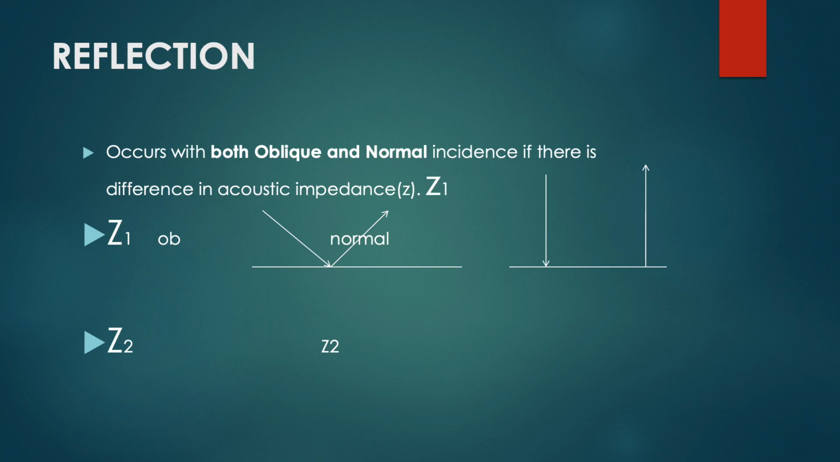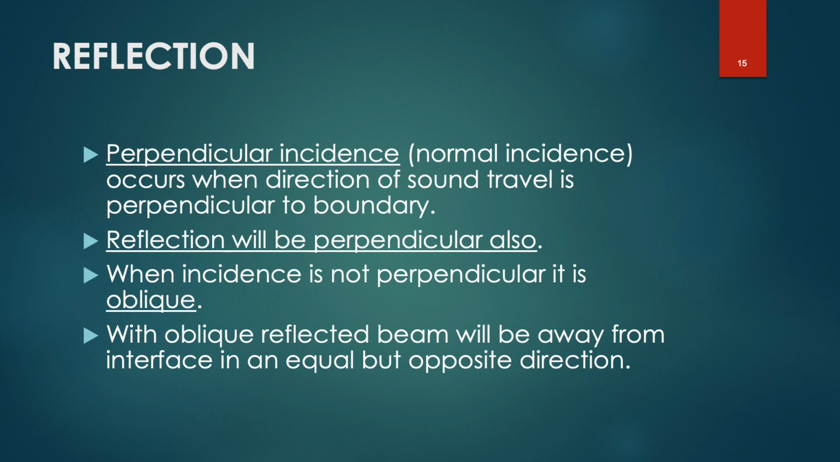Reflection occurs with both oblique and normal incidence if there is a difference in acoustic impedance. We said for reflection to occur, we have to have a difference in acoustic impedance. So with both incidences, the oblique and normal. What is oblique incidence? We said when the sound beam hits with an angle other than 90 degrees, less or more than 90, that will be an oblique incidence, so we can have reflection with that. And with normal incidence, when it comes exactly at 90 degrees, so that's the normal, the perpendicular, the 90 degree, the orthogonal. Reflection can happen also with that incidence, with the normal incidence, if there's a difference in acoustic impedance.